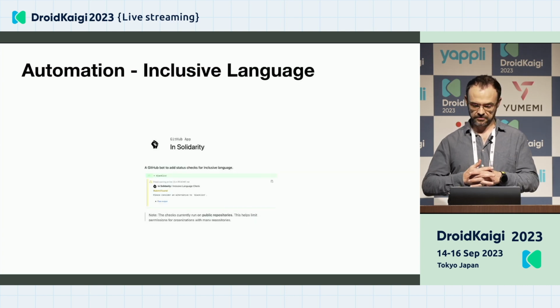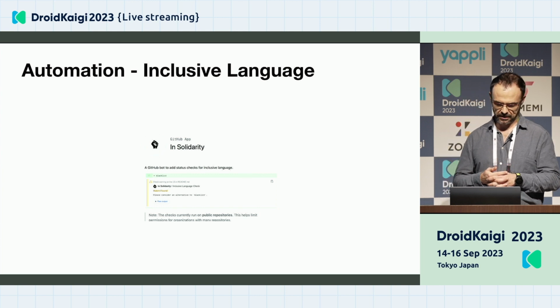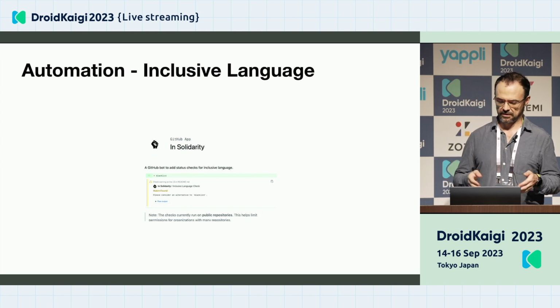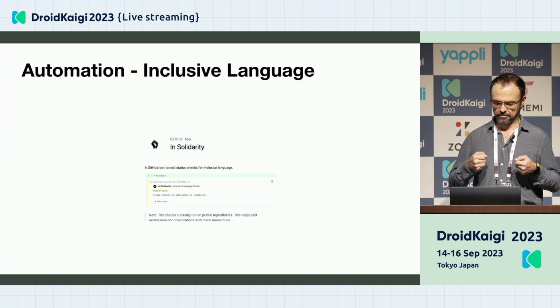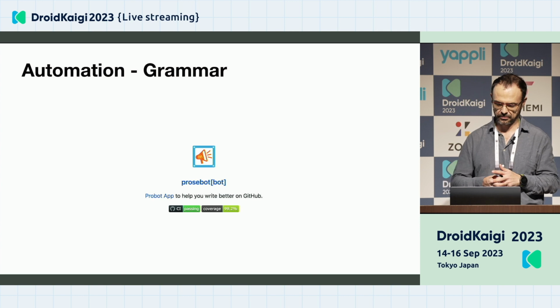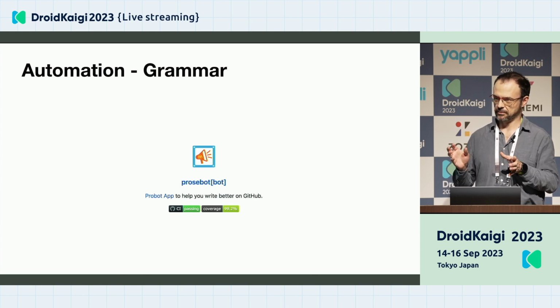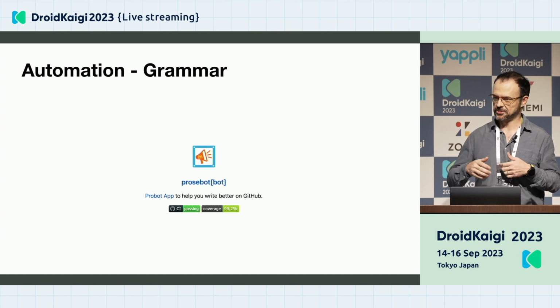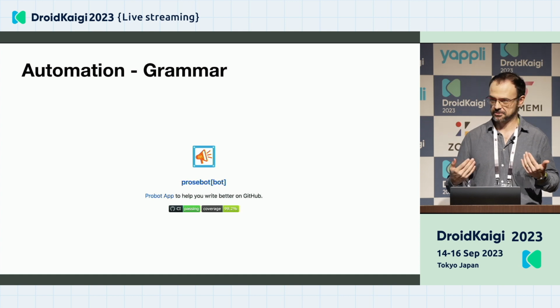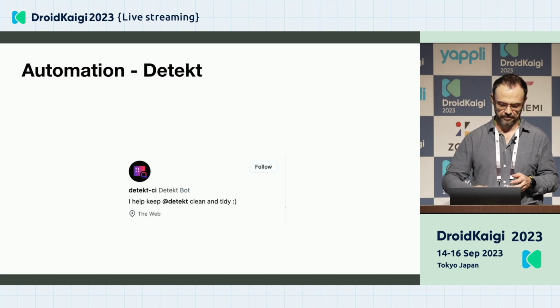We can have bots for inclusive language. So we have this GitHub bot from here that checks if we are following an inclusive language approach on our commits and documentation, etc. And it posts on our pull requests and makes sure that we are following an inclusive language approach. Grammar, again, we have the Prosebot that takes care of the grammar mistakes that we might be making and notifies you before things get actually merged. So it's very convenient for us non-English speakers.